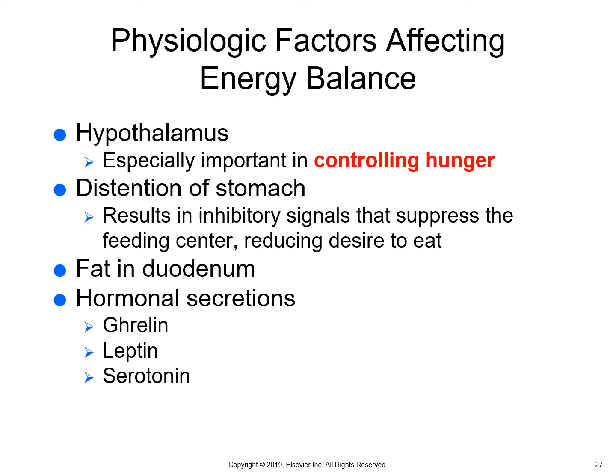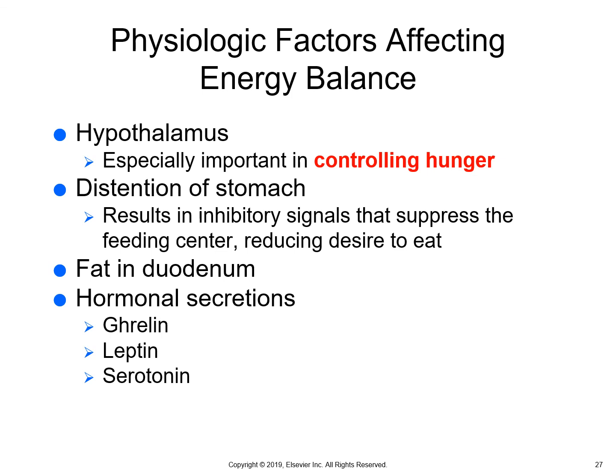The factors that affect this energy balance: the hypothalamus is the controlling center of hunger, and it's found in the middle of the brain. Different things that will also trigger hunger include the distension of the stomach. So if a patient eats too fast, they will consume more calories than they need to be satisfied, because they don't give their body enough time to send the signals that they are full. And when the stomach starts to get full, it results in inhibitory signals that suppress the feeding center, or the hypothalamus, and it actually reduces your desire to eat.